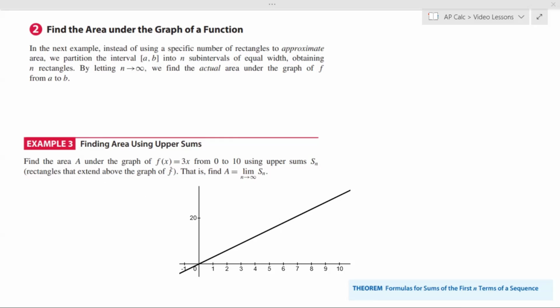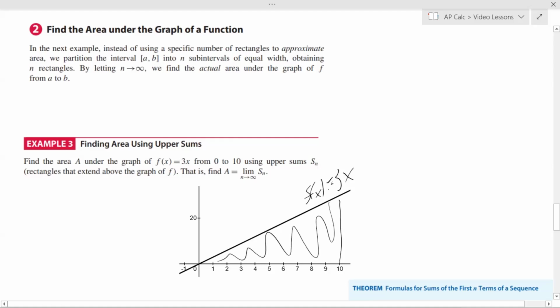So find the area under the graph of f of x equals 3x from 0 to 10 using upper sums, and that is the limit as n approaches infinity. So if I actually draw this, we have the graph of f of x equals 3x here. If I go from 0 to 10, then I want the area of this region right here. Notice that this point right here is at 10 comma 30. It's a triangle. I could actually use geometry. So 1/2 the base times the height. So it's 5 times 30, so you get 150.